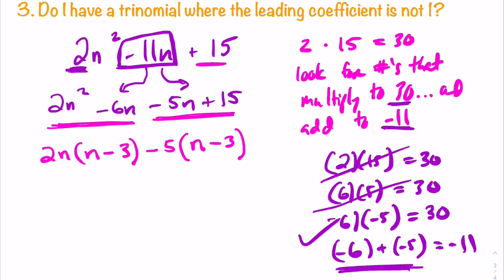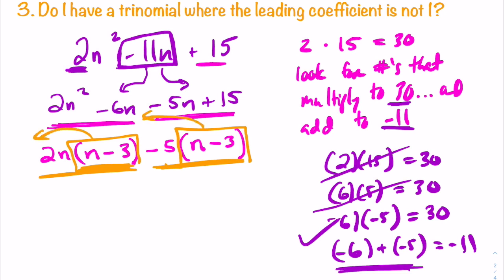Okay. But now notice we have these 2 blocks, and they're separated by that minus sign. And each of those blocks has a common factor. N minus 3 is a common factor. And so just like I was able to take out the 2, I can take out the n minus 3. So I'm going to do that. And what I'm going to be left with here is just a 2n minus the 5, right?